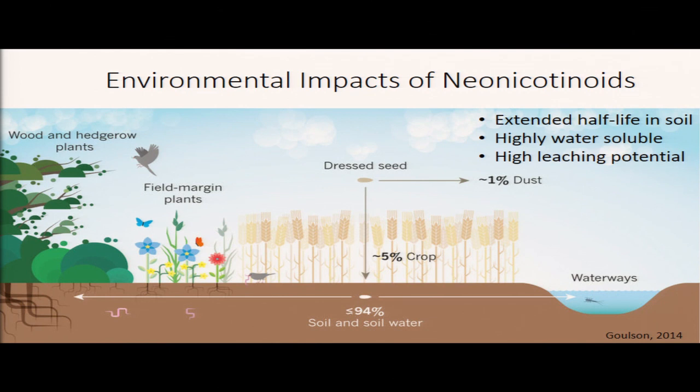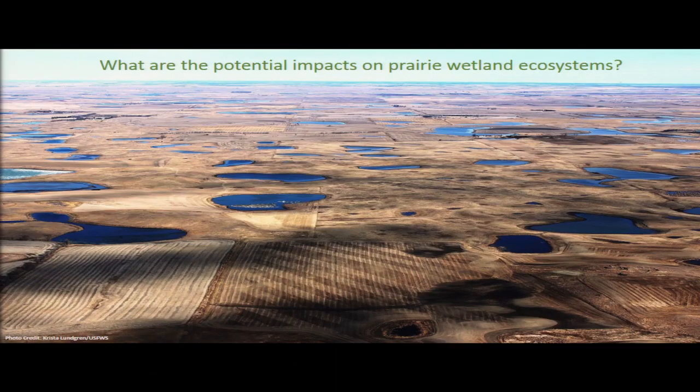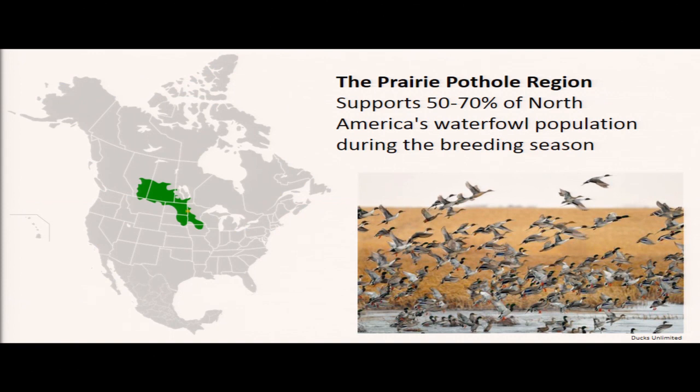So these compounds are being found throughout entire ecosystems, and with some of their characteristics, they're found to persist in soils, and with their high water solubility are being found in water systems including wetlands, rivers, and streams. And so what does this mean for prairie wetland ecosystems such as the prairie pothole region? For those of you that are not familiar with it, this is an ecologically important region that stretches from Canada through the Dakotas into Minnesota all the way down into Iowa.